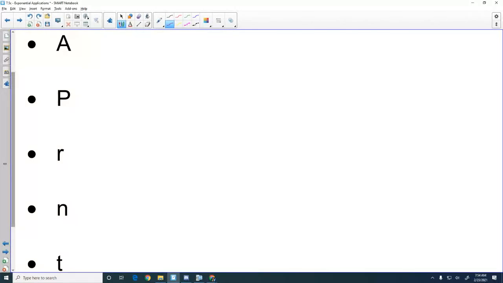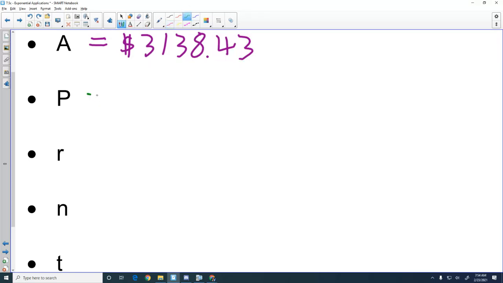Okay, so A. Remember in this formula, this capital A represents that final amount. What was the final amount for Spider-Man's account? That was like 3138.42, 43. Awesome. Okay, that was the end result. P stands for the principal balance or the starting amount. How much did Spider-Man invest originally? Just $1,000.